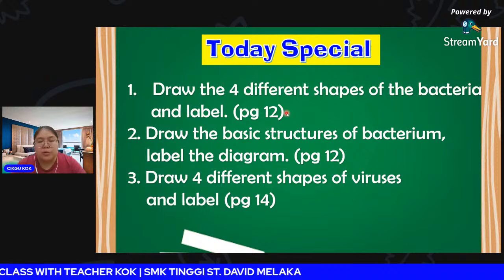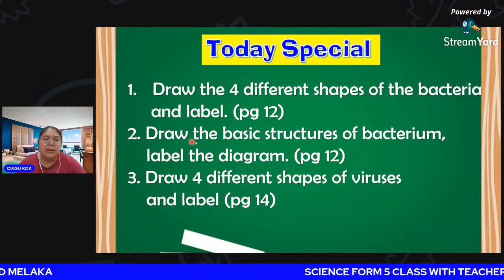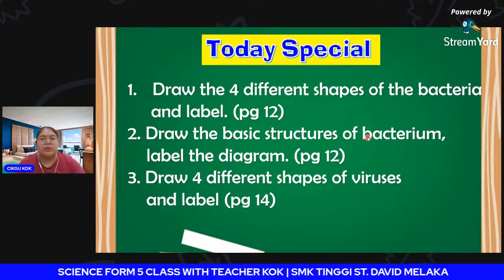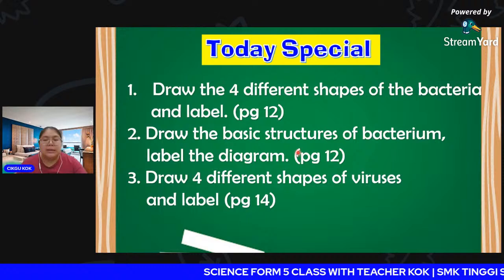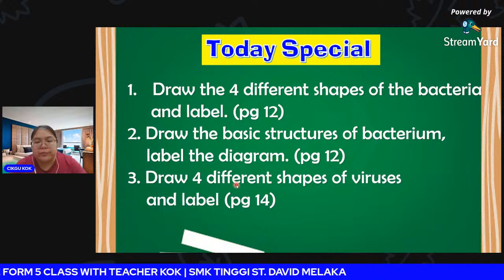Okay, second one. You need to draw the basic structure of the bacterium. Just now I showed you the structure, is it? In your textbook also got. After you draw the structure, you need to label. Label the flagellum, label the cell wall. After that, inside the genetic material, then you need to label. They want exactly what is in your textbook, page 12.